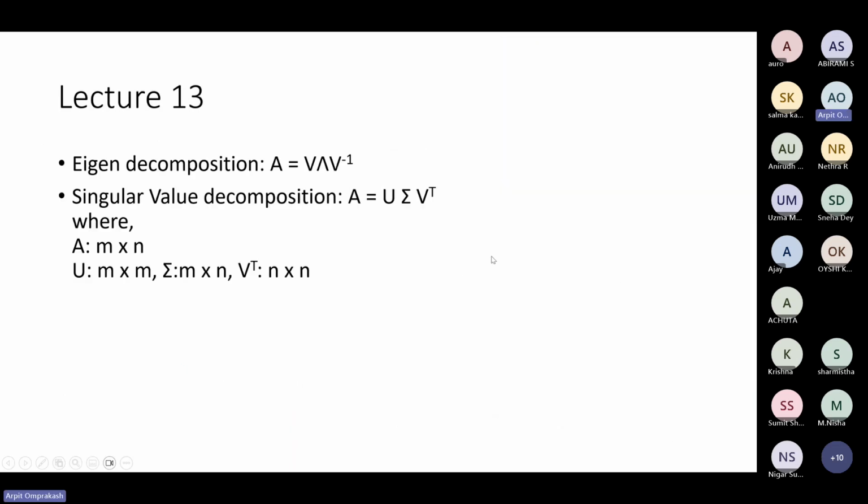Okay. So in the last lecture, sir talked about eigenvalue decomposition and singular value decomposition. We know about eigenvectors and eigenvalues of square matrices. Let's say A is a square matrix, m cross m. We can decompose A into V, lambda, and V inverse. V here is the matrix containing all the eigenvectors of A, V1 till Vm, so V will be an m cross m matrix.